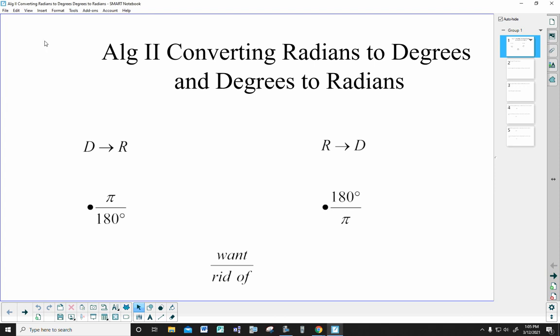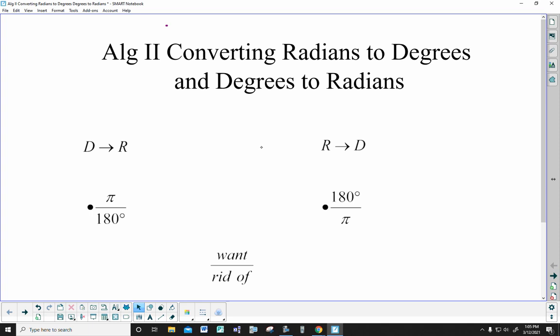Hello, everybody. So this is for converting between degrees and radians. Without focusing too much at the moment on what a radian is, just know it's another way to measure an angle. Like Fahrenheit is a way to measure a temperature, so is Celsius or Kelvin. They're all measuring the same thing, they're just a different scale. That's what radians are.